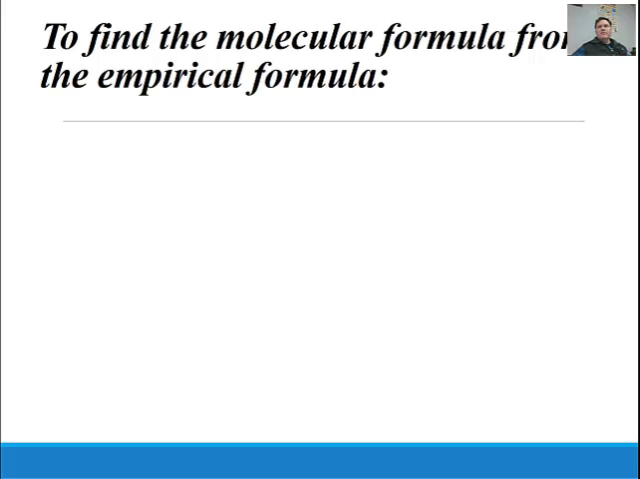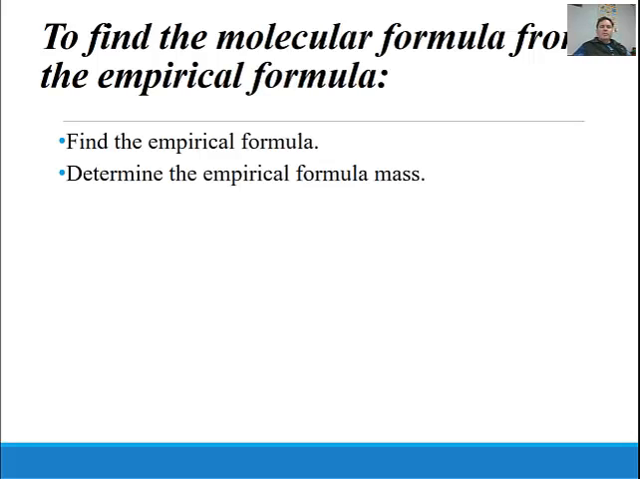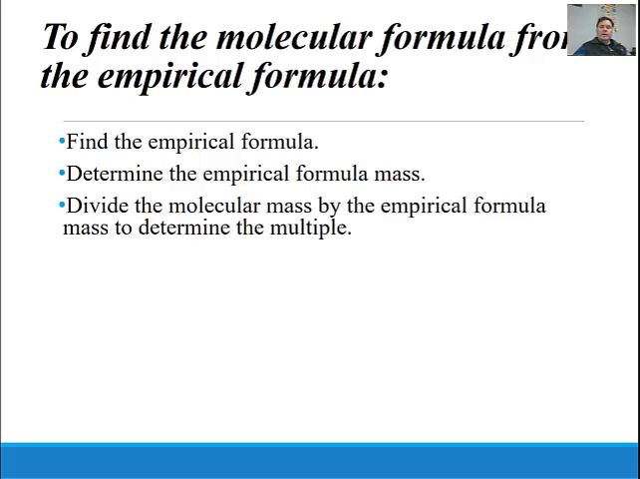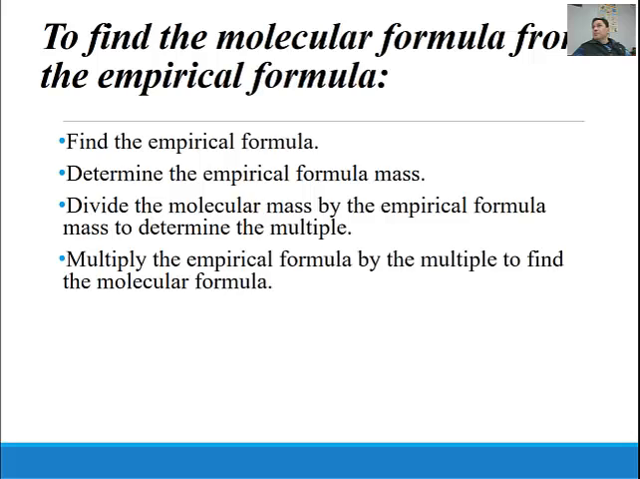So all we really have to do is add one more step to our empirical. The first thing we have to do to find molecular formula is find the empirical formula. Once we know the empirical formula, we can determine the molar mass of that. We know how to do that. And then generally they're going to give you the molar mass of your molecular formula. You're going to take the molar mass of your molecular formula, divide it by the molar mass of the empirical, and get what we call the multiplier. And what you're going to do with that multiplier is multiply the subscripts in the empirical formula by it, and that will give you your molecular formula.